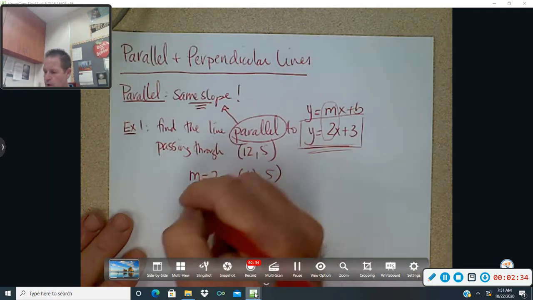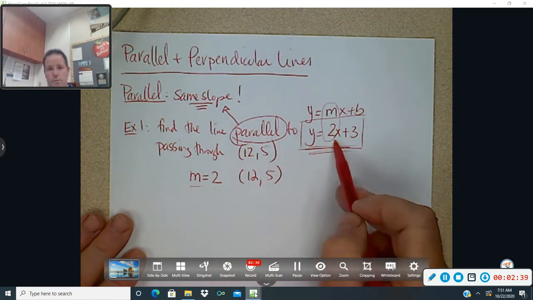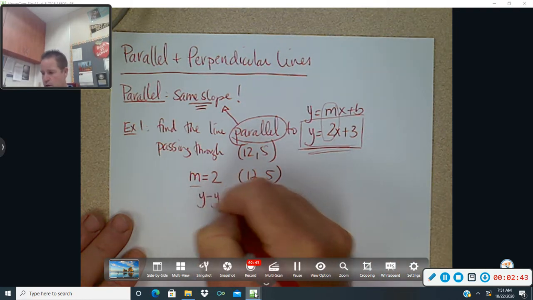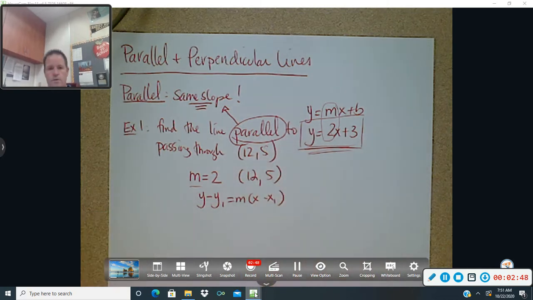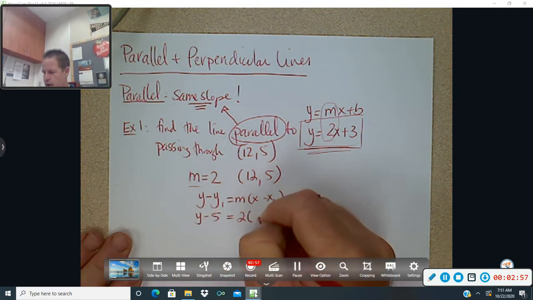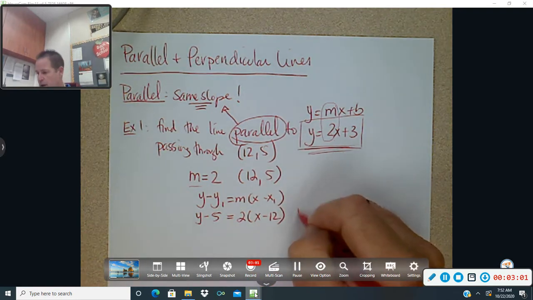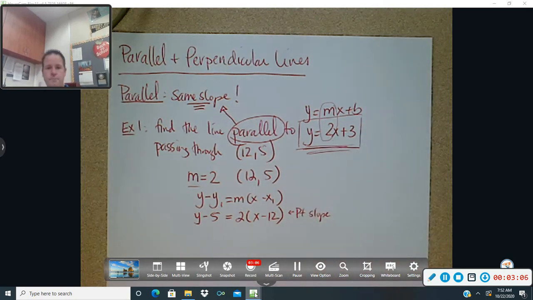All right, so here we go. We know our slope. It's 2, because again, it's got to be the same slope to be parallel. And here's our point, 12, 5. We're going to start with point slope form. Y minus y1 equals m times x minus x1. So you're going to have y minus 5 equals 2 times x minus 12. We've practiced that many times. That's going to be point slope if I wanted the answer there.